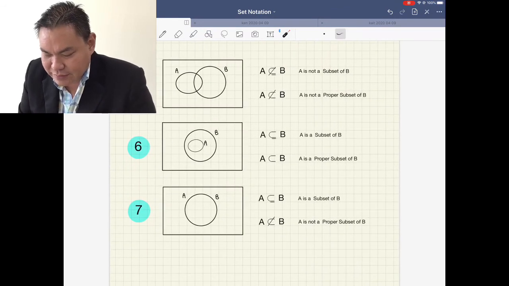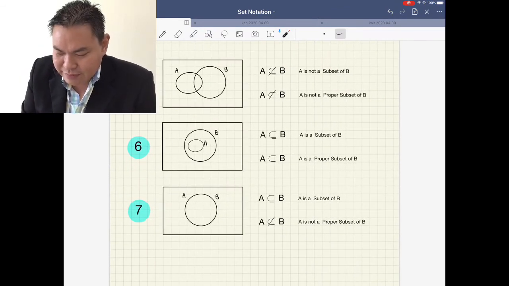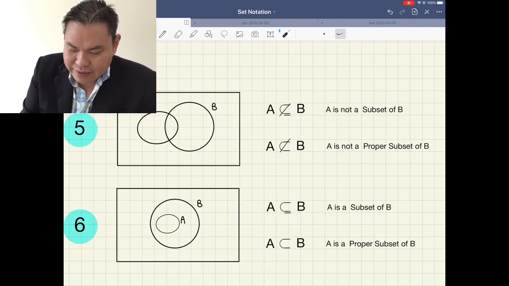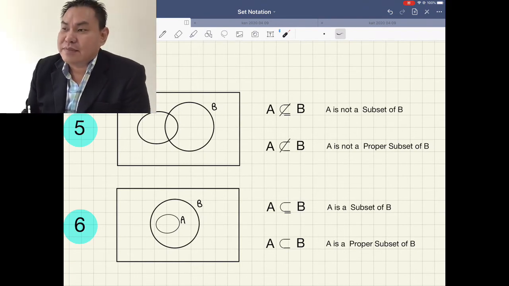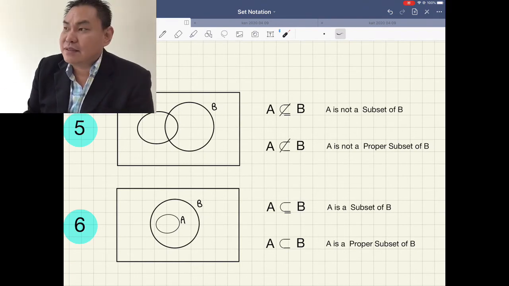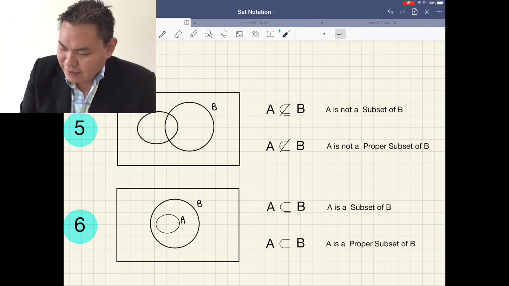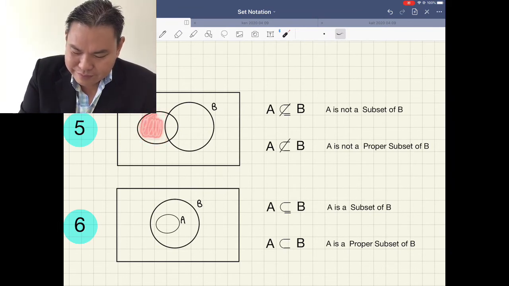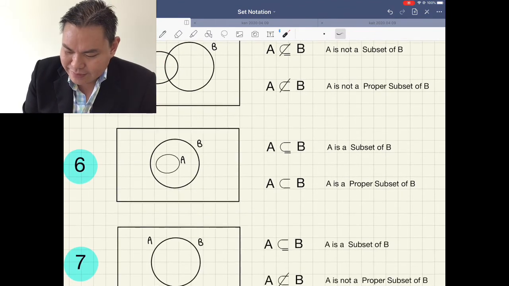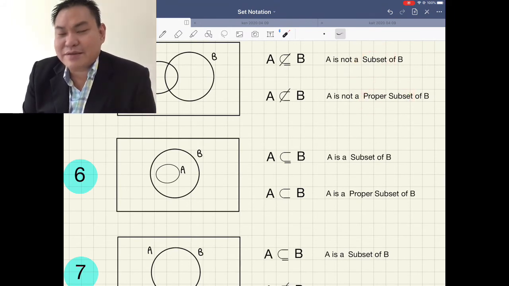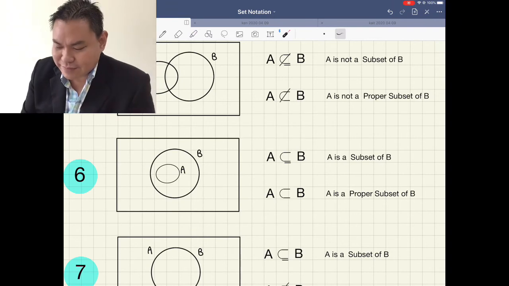Next one, Venn diagram number 5. A is not a subset of B. That means there are some members of A here that are not inside B. A is also not a proper subset of B. What's the meaning of these two? What's the difference between these two, subset and proper subset? I'm going to explain that on Venn diagram number 7.